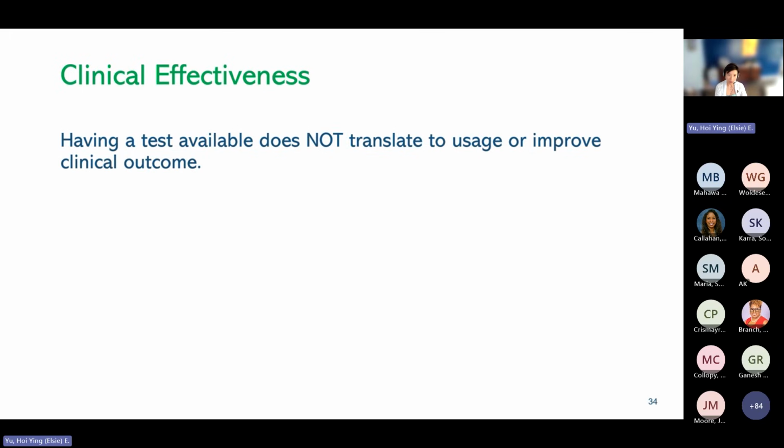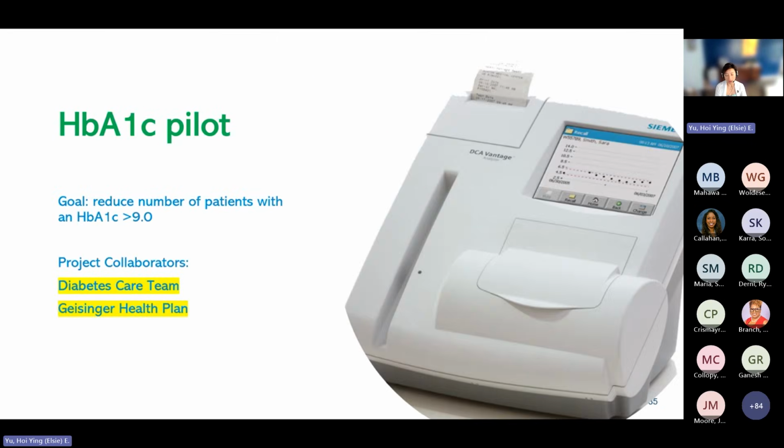The next thing I want to talk about is that oftentimes we think that when there's a test, people must be using it to improve outcomes, since they asked for it. And that's actually not really true. I'll talk about this example from our experience in launching the HbA1c DCA test. For the project, we had really good collaborators with the diabetes care team as well as the Geisinger Health Plan in the system to launch this project. And the initial goal of the project is really to target patients with HbA1c greater than 9.